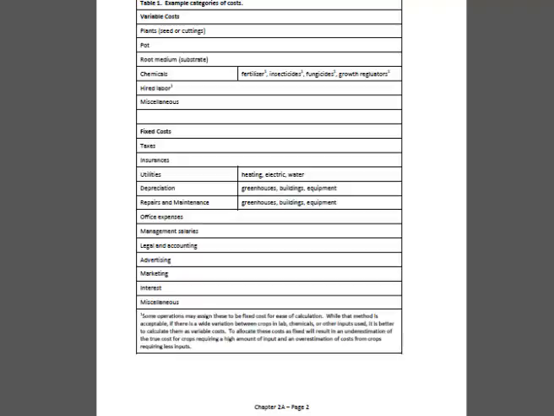So if you were to look at page 2 of chapter 2A in your book, Table 1 has examples of variable cost as well as fixed cost. Be sure that you can differentiate between those two. Sometimes people get a little confused, but keep in mind that fixed costs are going to be there regardless of whether or not you produce that specific crop. Variable costs only occur because you are producing that crop.